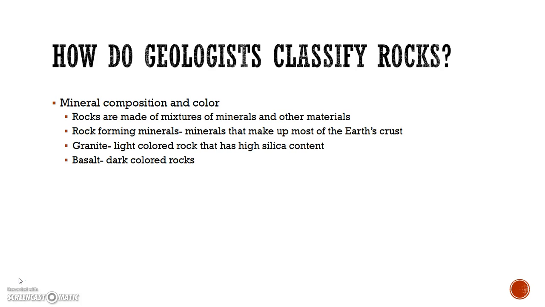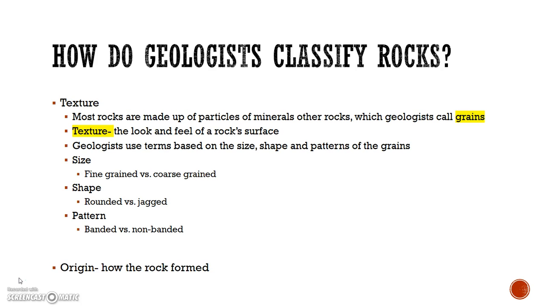So we need to talk about how geologists classify rocks. And they do that by their mineral composition and their color, for the most part. Rocks are made of mixtures of minerals and other materials, and they're called rock-forming minerals, or the minerals that make up most of the Earth's crust. So we're talking about quartz, silica, you have some granite in there, you have some basalt in there. Granite and basalt are both rocks. Granite's light-colored, and basalt's dark-colored. And we're going to talk about those a little bit more in a second.